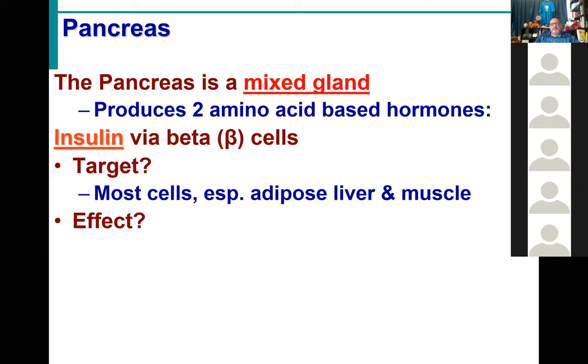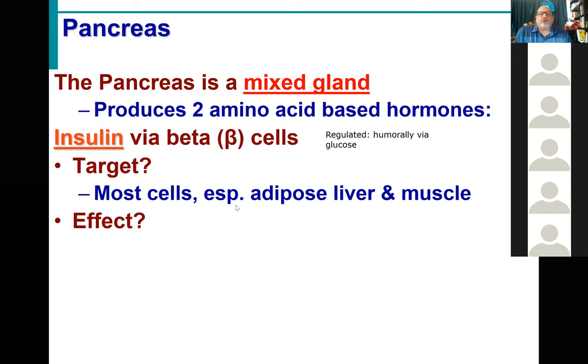All right. Now, how do you think this would be regulated? Humorally via glucose levels. Exactly. Humorally via glucose. Excellent.